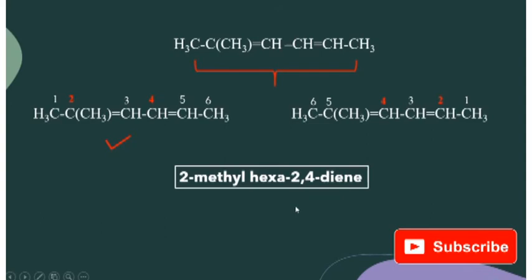Okay. So first the hexa, that is 6 carbons are there. So hexa dash, position of the double bonds is at 2 position and 4 position. So 2, 4 again dash diene. And before this, what will be the prefix? 2 methyl hexa 2,4 diene.